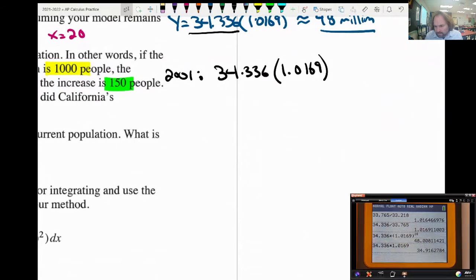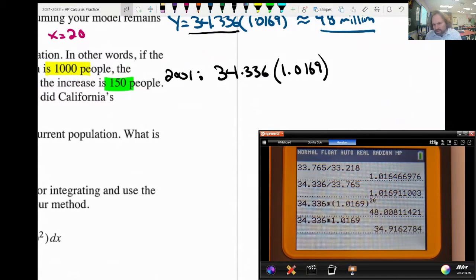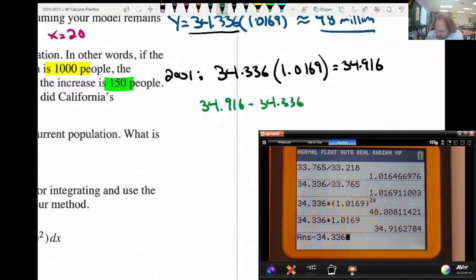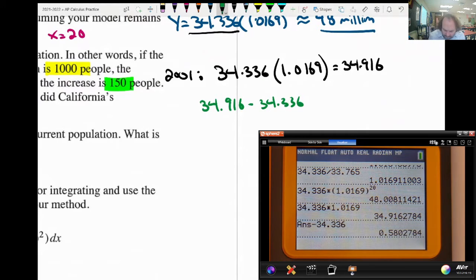You can see my calculator down below. The new population is going to be 34.916. Now, if you subtract those numbers, 34.916 minus 34.336, we get 0.58. Don't forget, though, that this is in the number of millions of people.